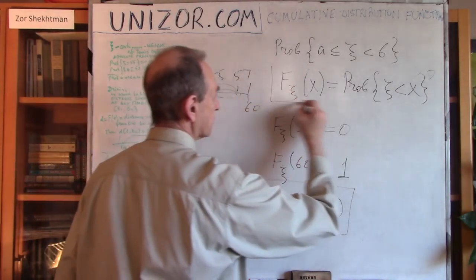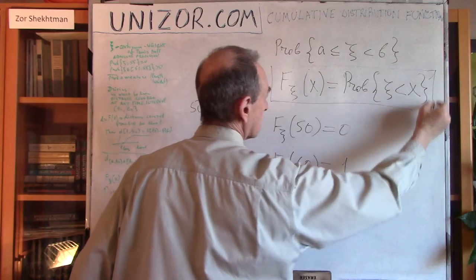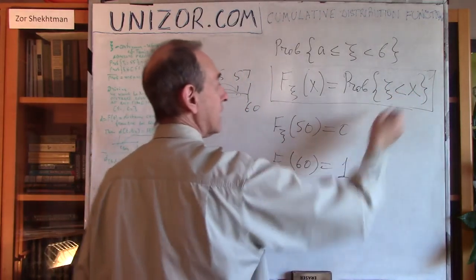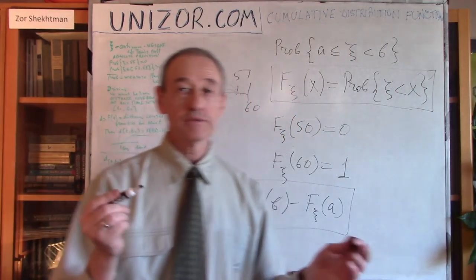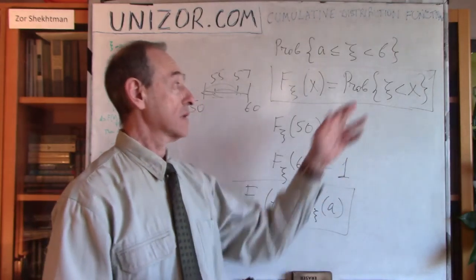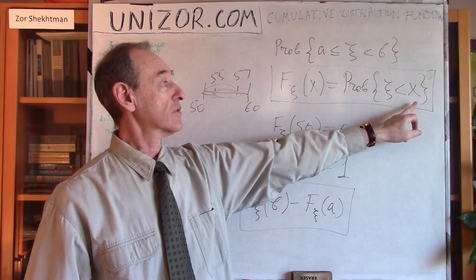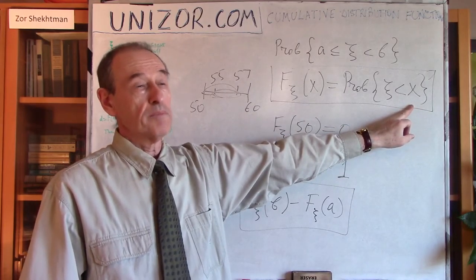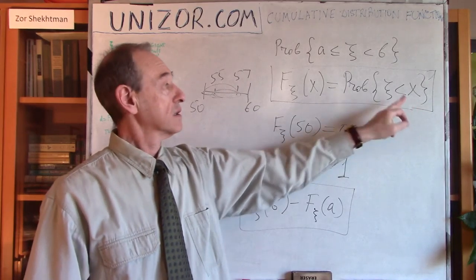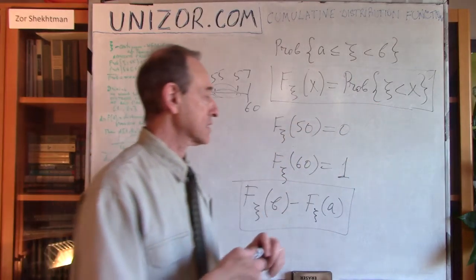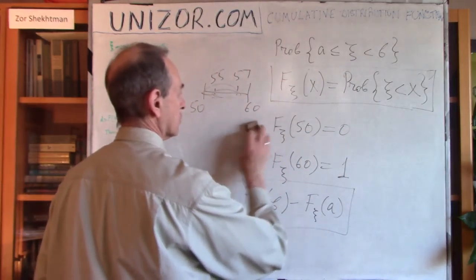This is a definition of this function, and it's defined for any x, by the way. It's defined for any real x. It can be less than 50, or it can be greater than 60. For every x which is less than 50 or equal to 50, this function is equal to zero, right? So let's just draw a graph of this function.